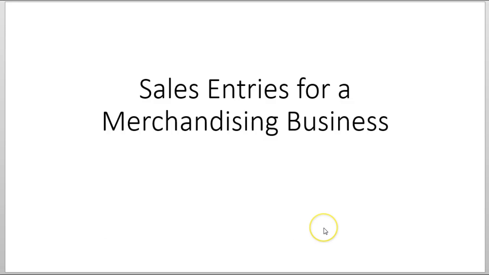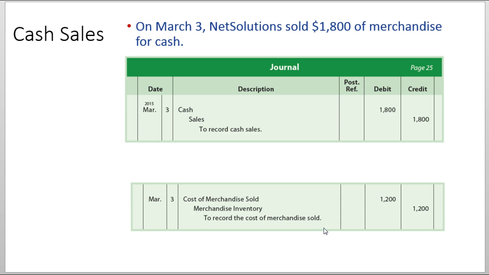Here we go. We're doing sales entries for a merchandising business. Initially, we're looking at making the same type of entry as you would for a regular business that we've been studying: cash, sales, period. What we've added for this one is the merchandise. This company now sells a product, so it wants to keep track of its merchandise also.